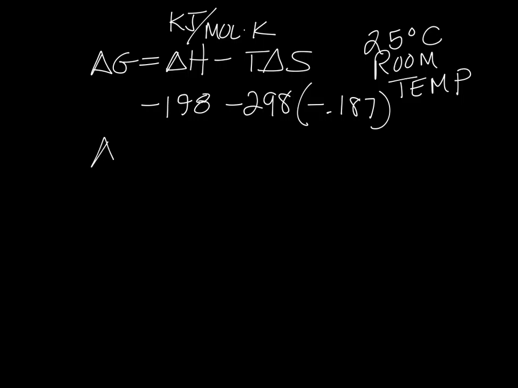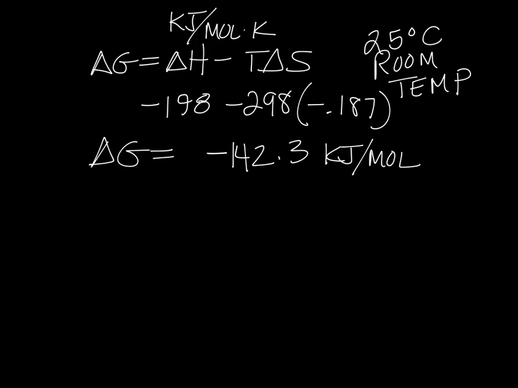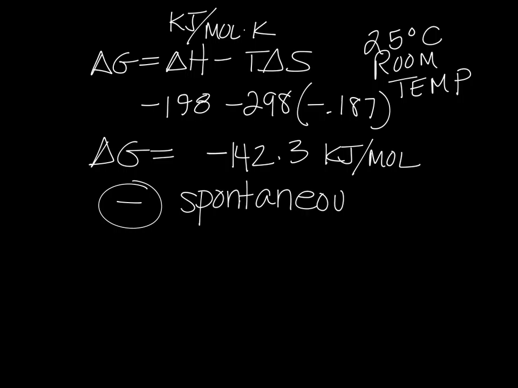So delta G is going to be equal to, and I did this twice, so I believe I did my math correctly, negative 142.3 kilojoules per mole, because we have temperature in Kelvin. So what does that tell us? It tells us that our delta G is negative, which means that the reaction is spontaneous. Okay, let's move on to another problem.